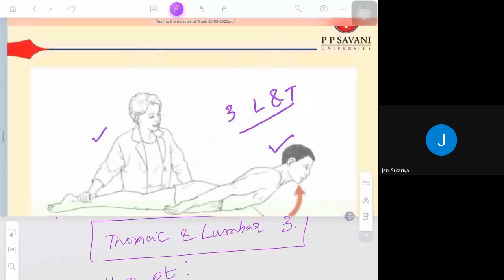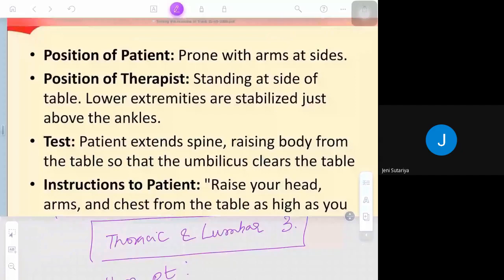Position of patient: prone with arms at the side. This is the difference. Okay. Listen carefully here. The position of patient, what is the difference in position?